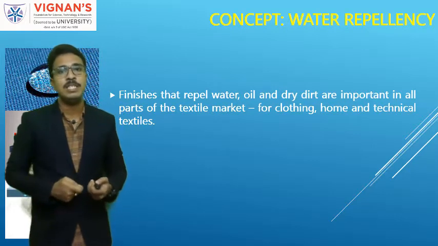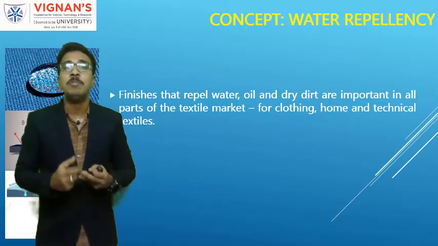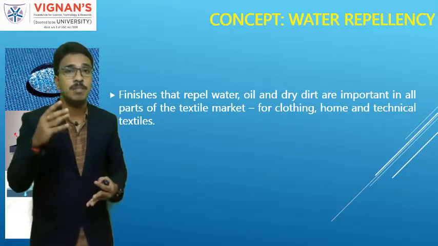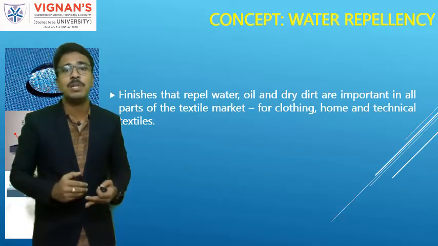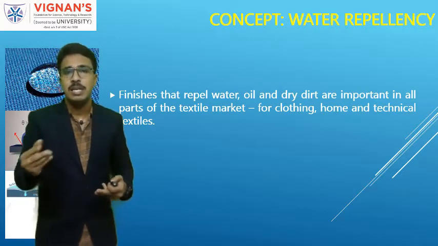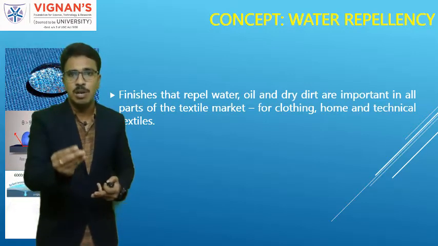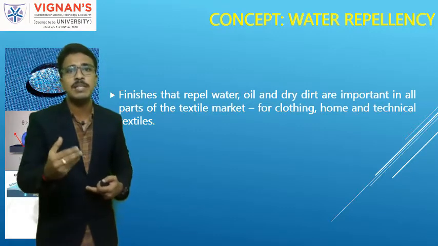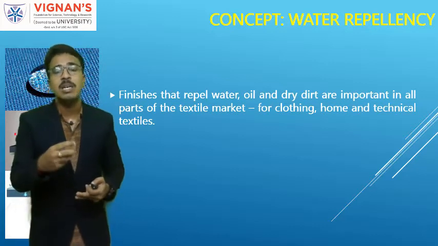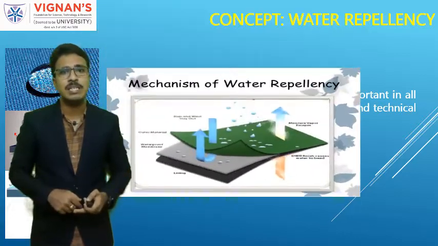And the finishes that repel water, oil and dirt are important in all parts of the textile market. The garments might be meant for ordinary clothing, home textiles or technical applications. So wherever we are using clothing, home textile or technical textile, finishes which repel water, oil and dirt are important in all parts of the textile market.